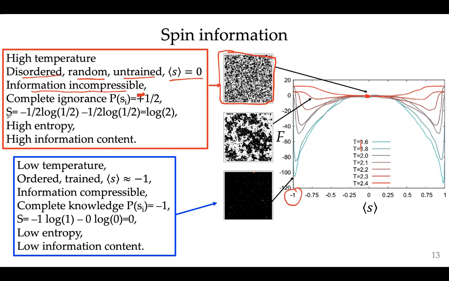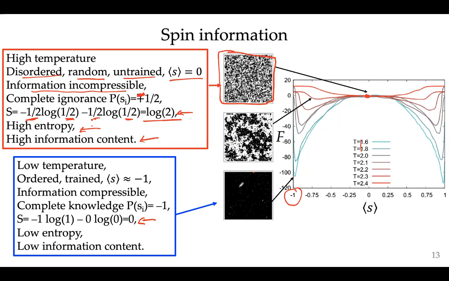If you want to calculate the Shannon entropy, or information entropy, the up case has probability 1/2, and for the down case the probability is again 1/2. If you calculate it, you find log 2. This is per spin. So for each spin, the entropy is log 2. This is actually the maximum that can be for one spin. So it's a high entropy case, and that also means there's high information content.